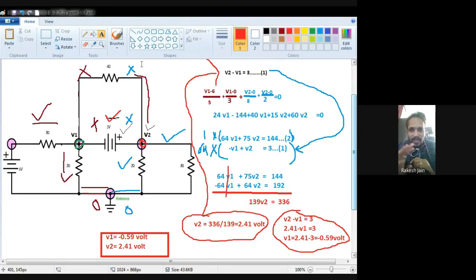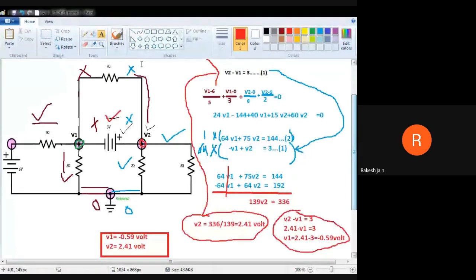The 4 ohm resistance branch is directly between V1 and V2, so I just mention a cross there, because while writing the second equation we should neglect it. And the 3 volt battery is the second one between V1 and V2, so we again neglect that branch also. Now we are going to write down the second equation. The remaining branches for V1 plus the remaining branches for V2 will be equal to 0.